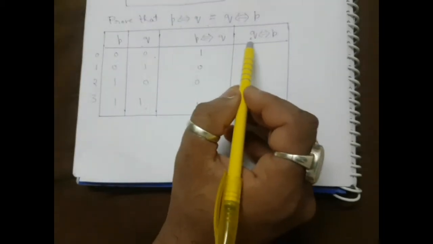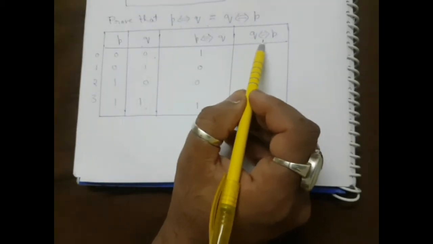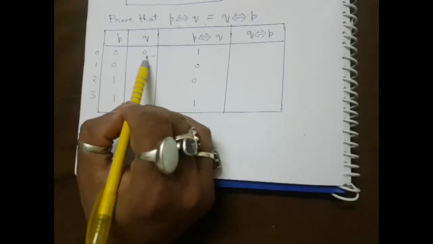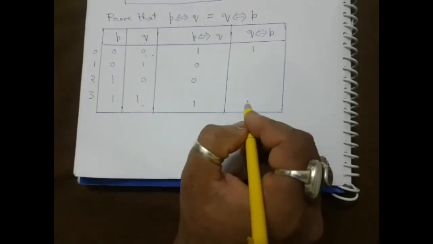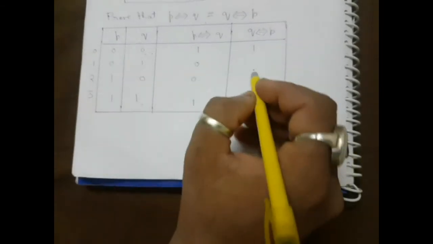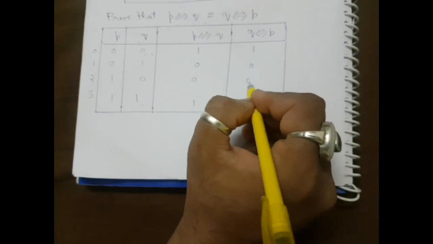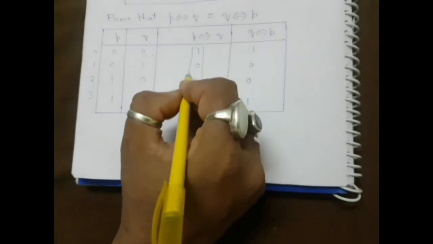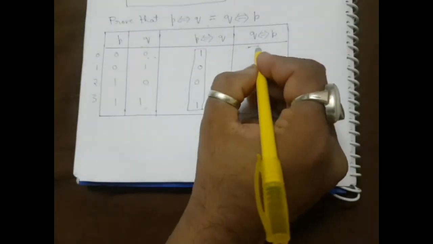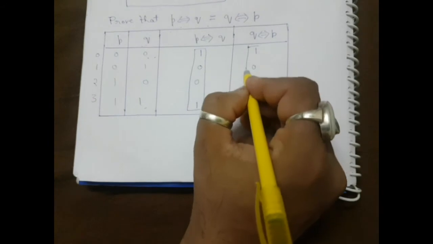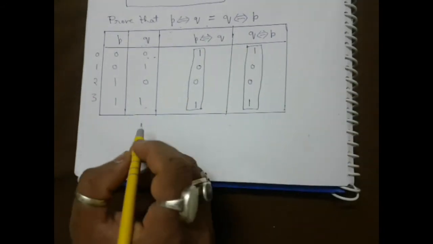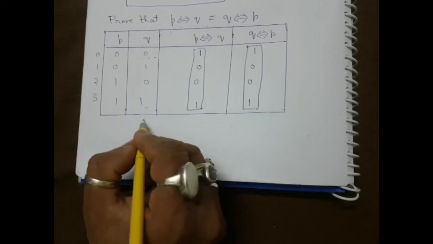Now here we have interchanged the antecedent and the consequent. So here again we verify. We find this combination has the same set of truth values, so 1. This again has the same set of truth values, so this is also 1. Others have different truth values, so they are going to be 0, 0. So now you can see that P biconditional Q and Q biconditional P both have the same set of truth values, so they are equivalent.